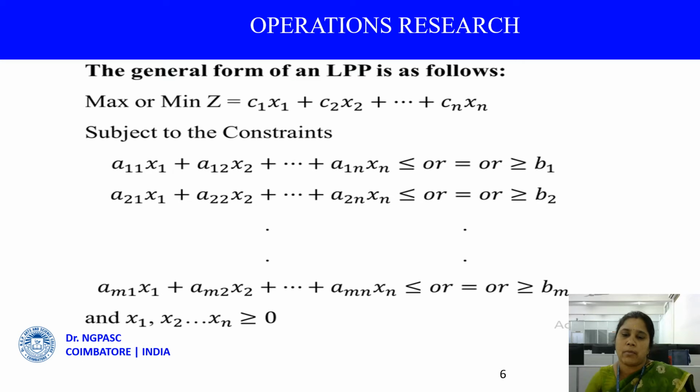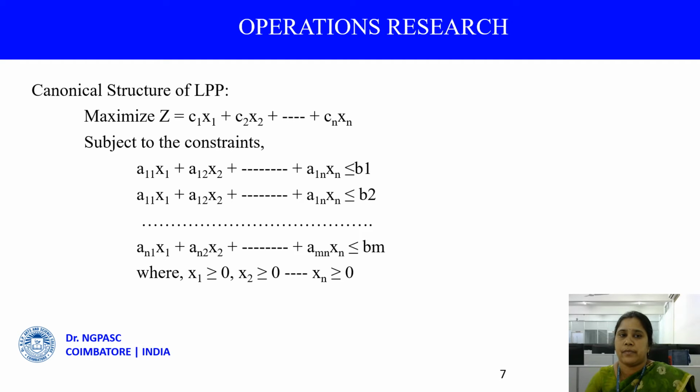Generally, the general form of the linear programming problem has, step 1, the objective function, step 2, the subject to the constraints, and the third one, the non-negativity restrictions.